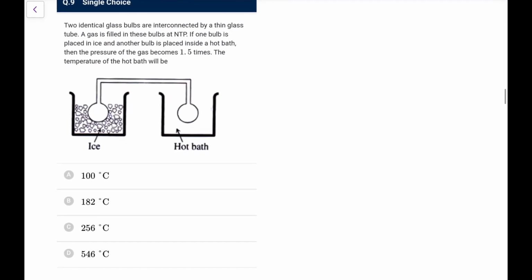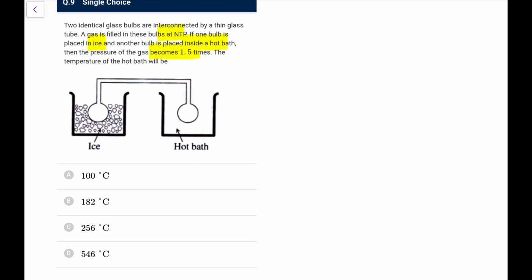Now the 9th one. Two identical glass bulbs are interconnected by a thin glass tube. A gas is filled at NTP. If one is placed in ice, another inside a hot bath, then the pressure of the gas becomes 1.5 times; the temperature of the hot bath will be. So here what will happen? The pressure will always remain the same. Initially they were filled at NTP, so we will have that pressure as 1 and temperature as 273.